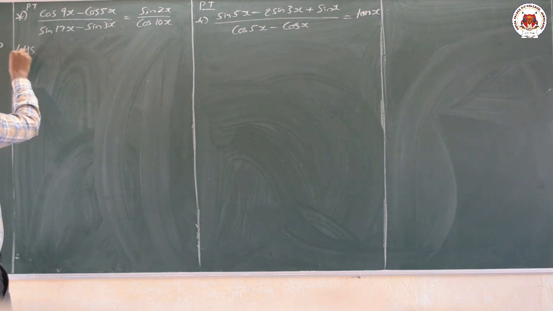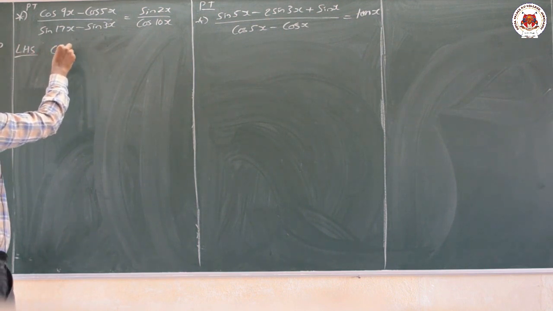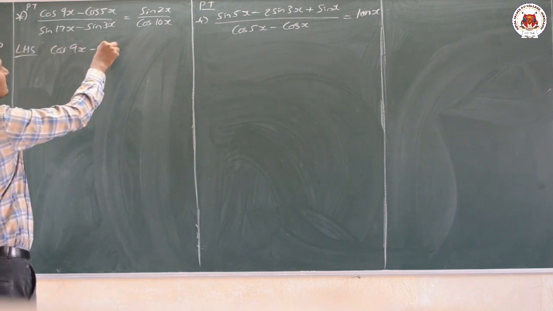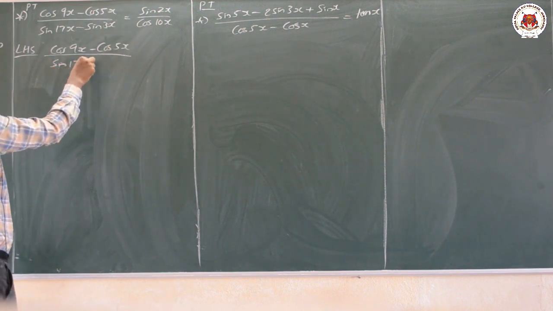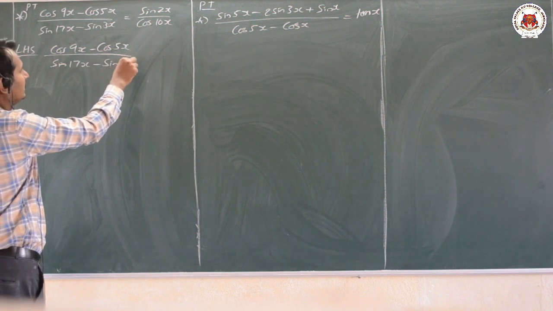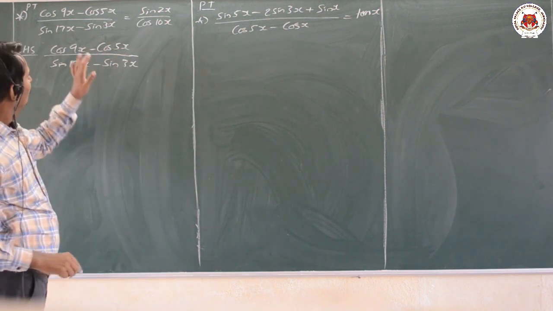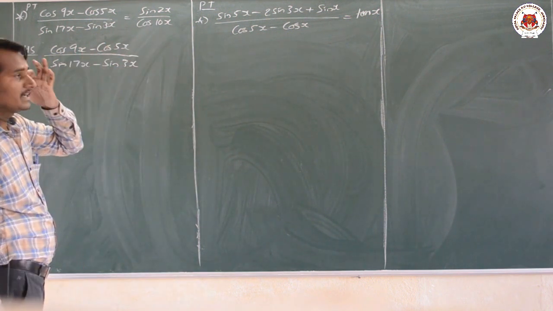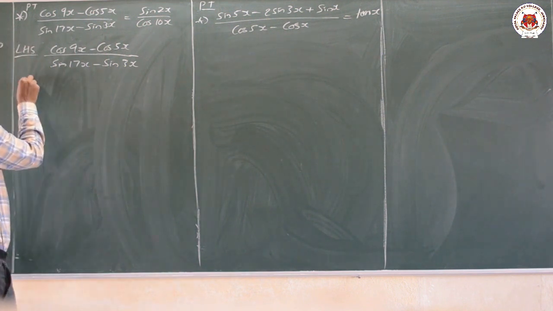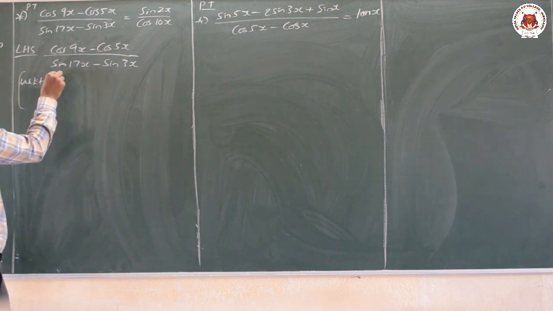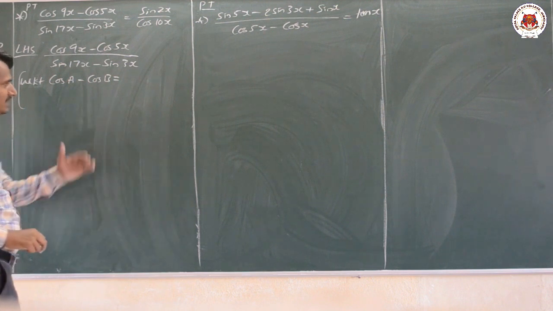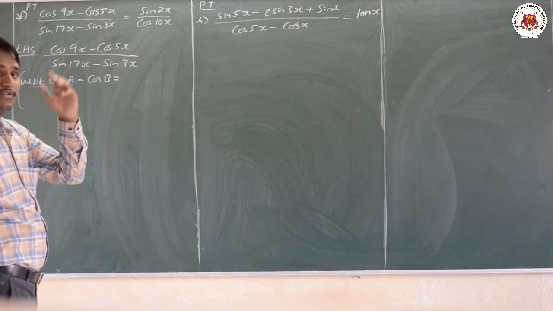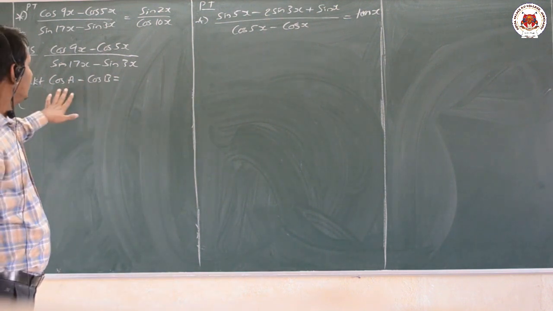Now, let us move on with the LHS. What is the LHS here? That is cos of 9x minus cos of 5x whole divided by sin 17x minus sin 3x. Now, here we will make use of the formula, that is cos C minus cos D or cos A minus cos B. We will write down the formulas. Actually, the formula is cos x minus cos y, but for your understanding, I am taking here A minus B.